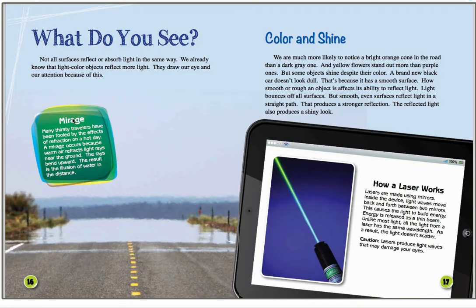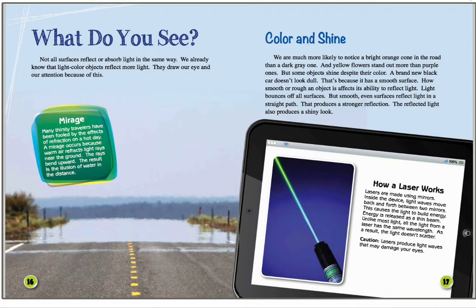A mirage. Many thirsty travelers have been fooled by the effects of refraction on a hot day. A mirage occurs because warm air refracts light rays near the ground. The result is an illusion of water in the distance. So see that illusion of water?